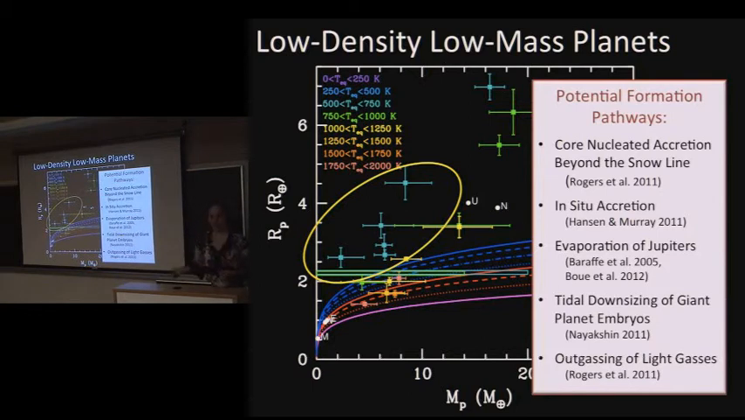And I'll highlight an example of how these types of mass radius interior structure models can help to rule out potential formation scenarios. Essentially, ruling out the scenario where these planets formed as rocky planets that then outgassed a substantial envelope of light gases.